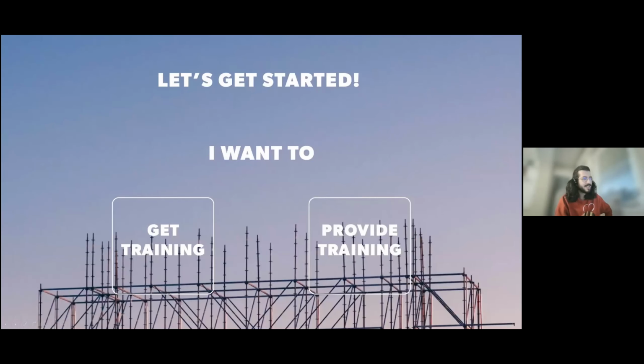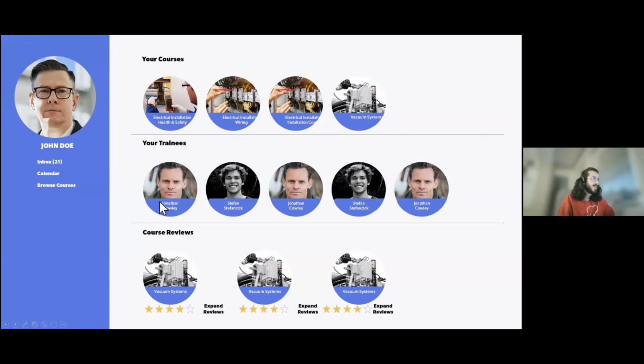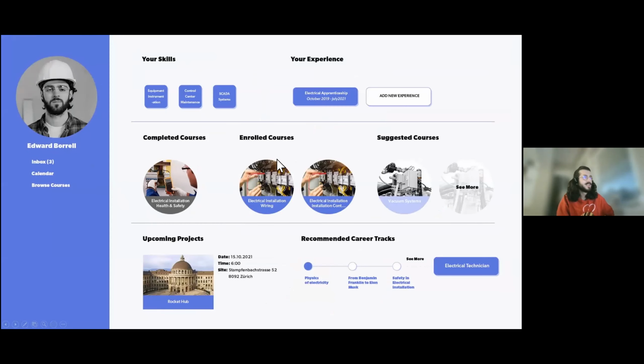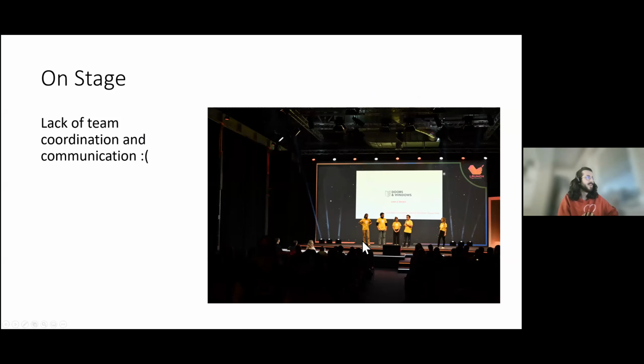It's a very nice app. So you either want to get training or provide training. This is John Doe, the manager who has his workers. He has the courses that he bought, so it's half online, half on site. And this is Edward, who wants to learn to become an electrician. He has suggested courses on how to continue a career, where he can do an internship, where there's a training nearby, and all of that.